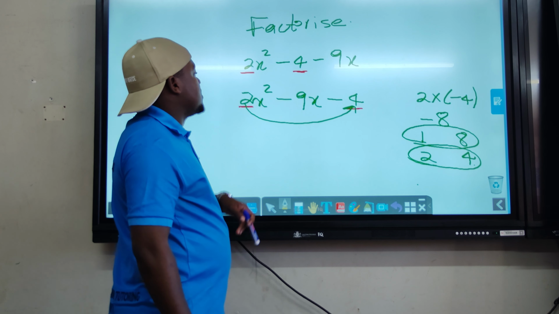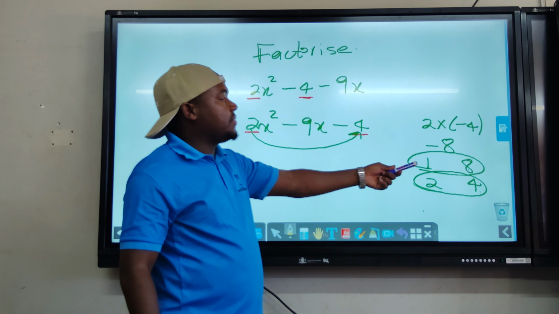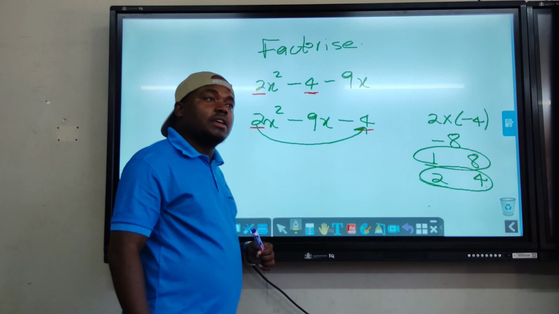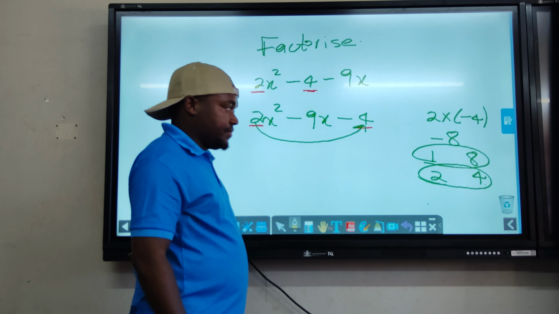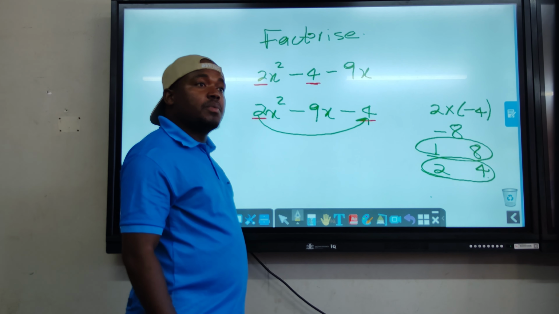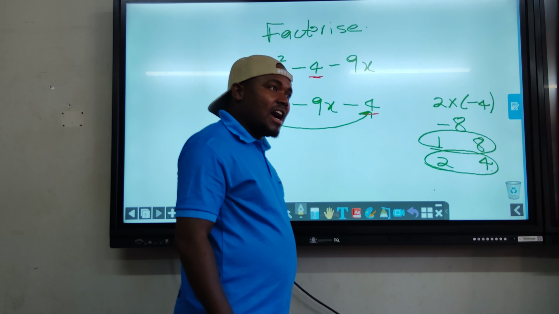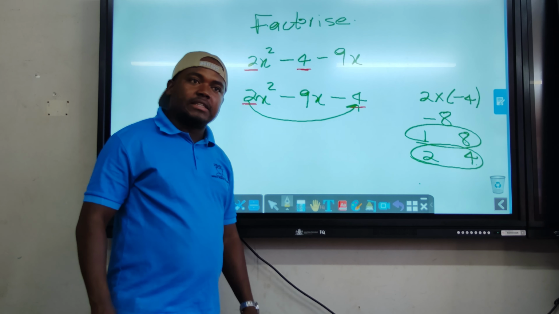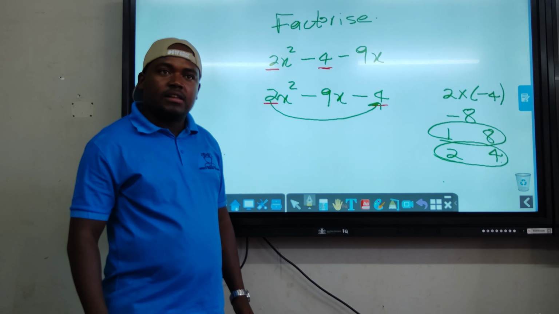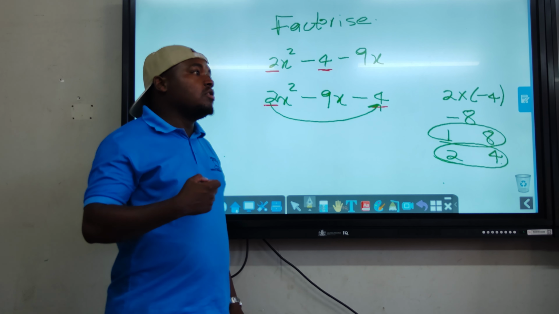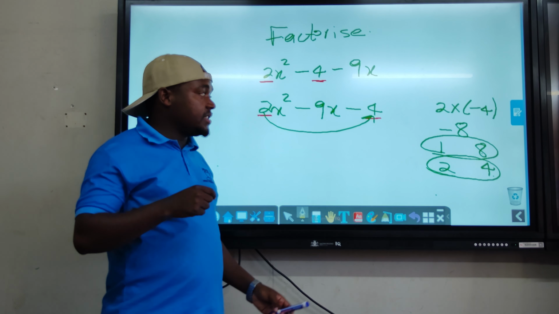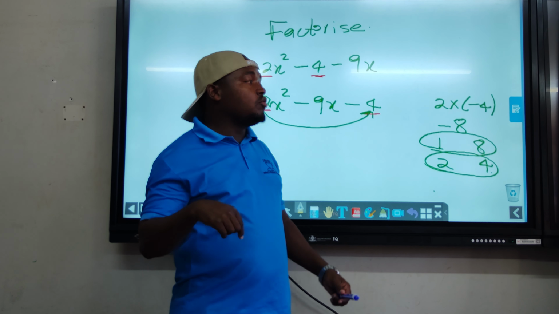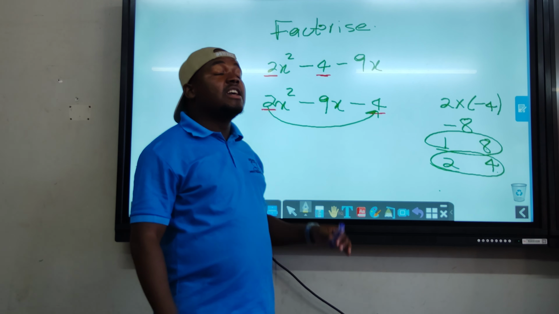So now let's look at the middle number. We have to add or subtract one of these pairs such that we will get the middle number, the coefficient of x. And which one is it? It will be the first pair, right? Which is 1 and 8. How can we get 9 from 1 and 8? And specifically, negative 9. If I say 8 minus 1, it will give me 7. If I say 1 minus 8, it will give me negative 7. Now I need negative 9.